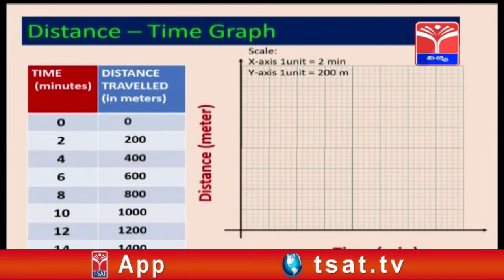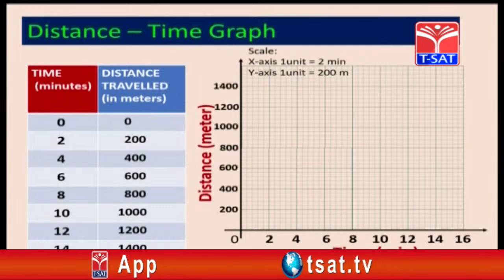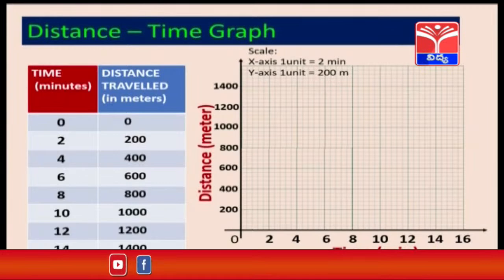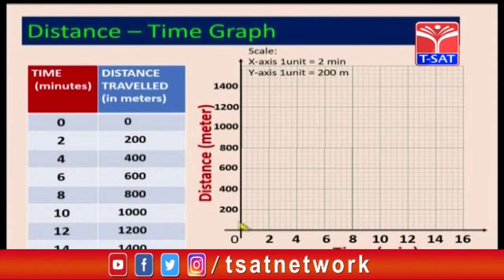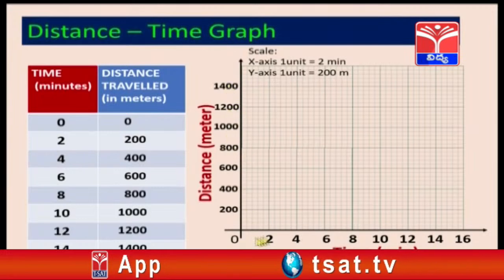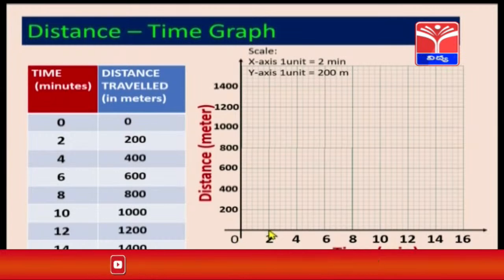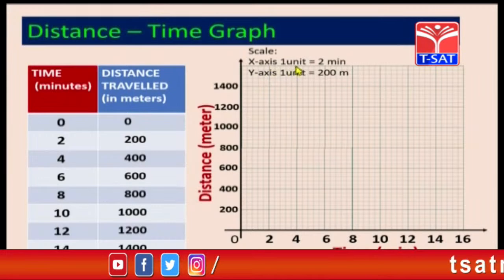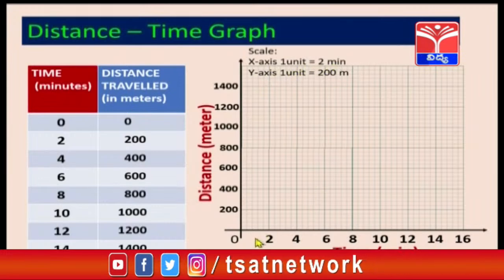Now put the values on the x-axis as well as the y-axis. The time values are 2, 4, 6, 8, 10, 12, 14, 16. And distance values 200, 400, 600, 800, 1000, 1200 and 1400. So here I took the scale. Scale means for every unit how much value you are taking. Along the x-axis, 1 unit equals 2 minutes.